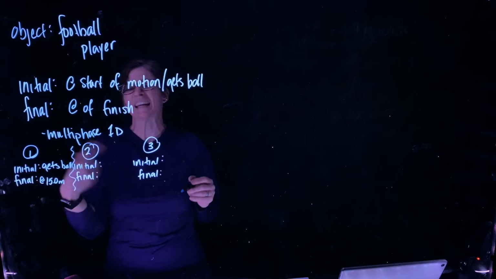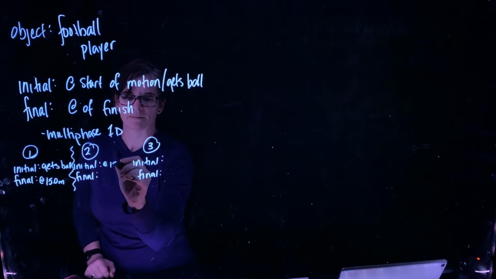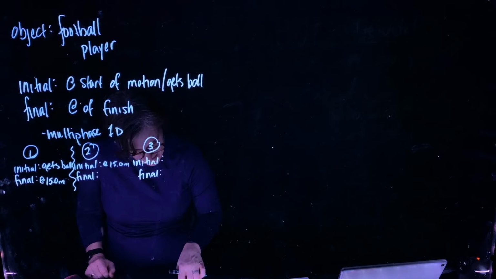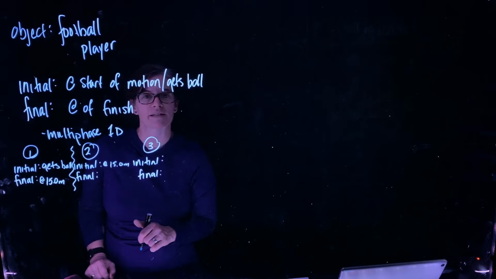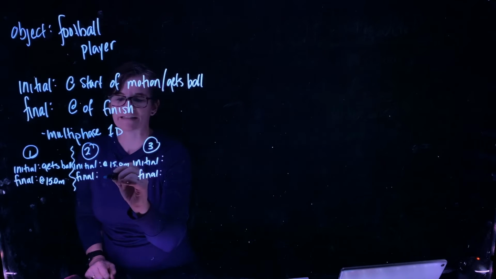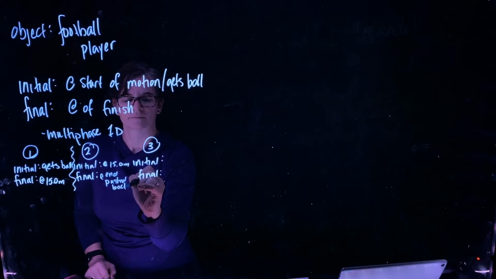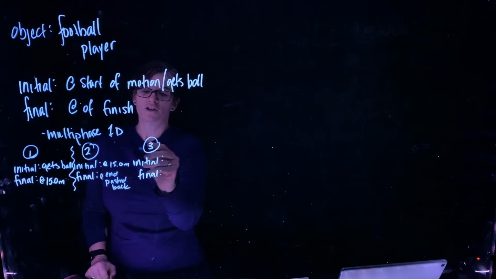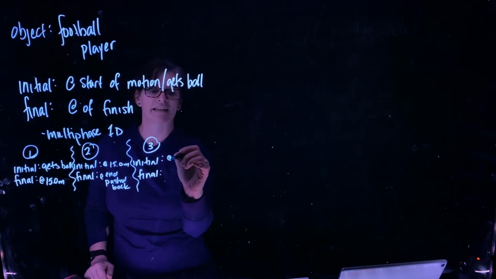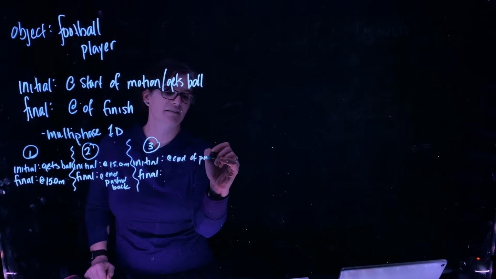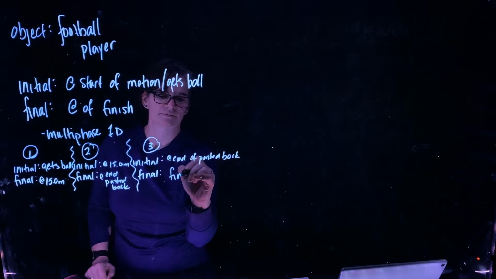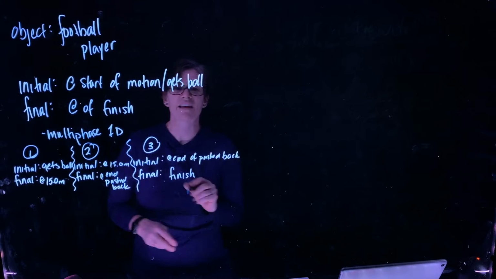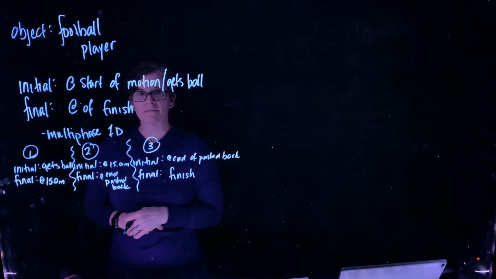Phase 2 starts at the end of phase 1, the 15-meter mark, and it says he's pushed backwards 3 meters in 1.75 seconds. So his final is at the end of being pushed back. Our initial for phase 3 starts at the end of being pushed back, and it goes until the finish. So those are our three phases for part A. Okay, so let's draw a picture.